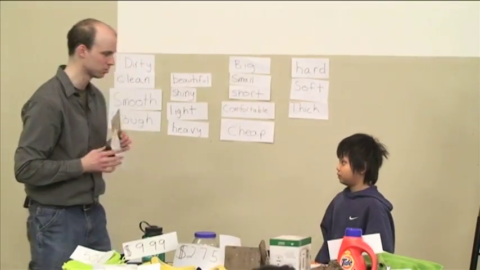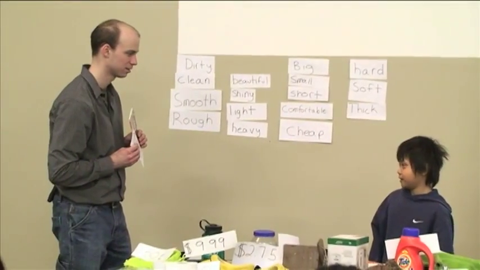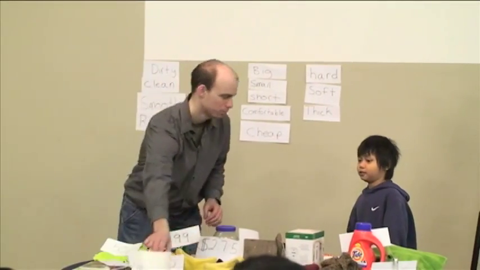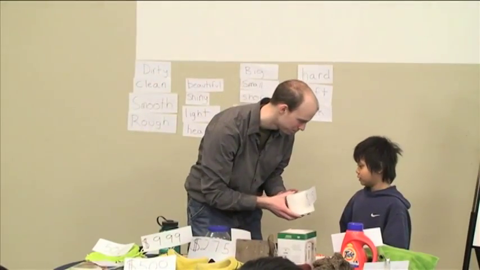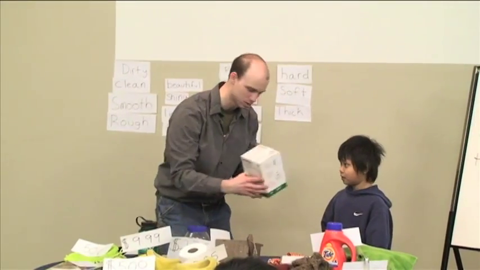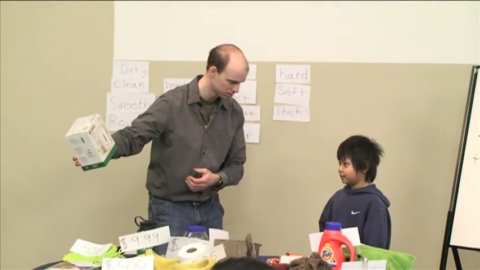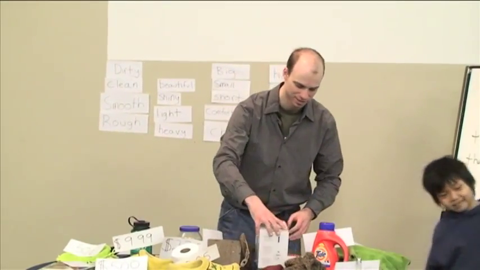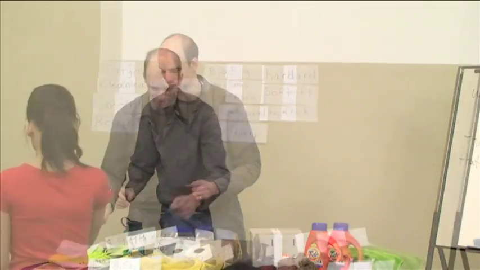And what about this? What is this? That is a book. Good. That is a book. How about this? What is this? This is toilet paper. Toilet paper, right. And what about this? What is this? That is books. Good. Very good. All right. Take a seat. We'll get somebody else. One of the ladies. All right. Come on up.